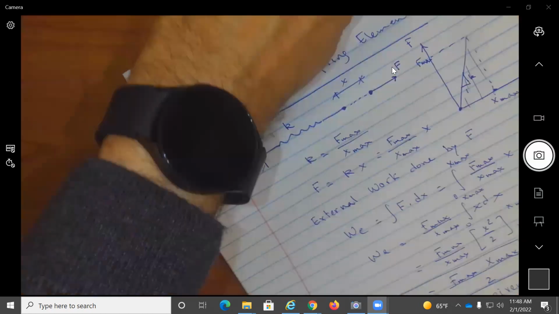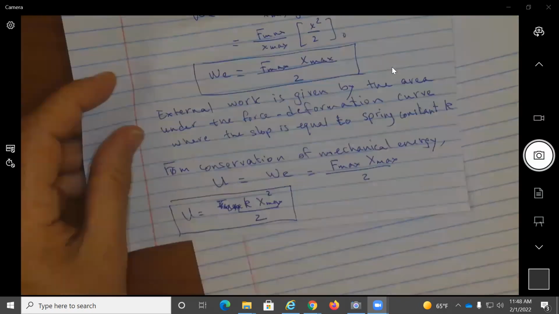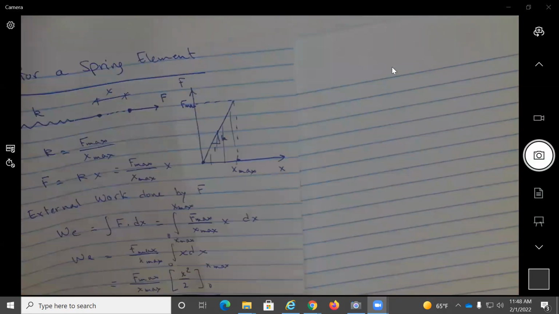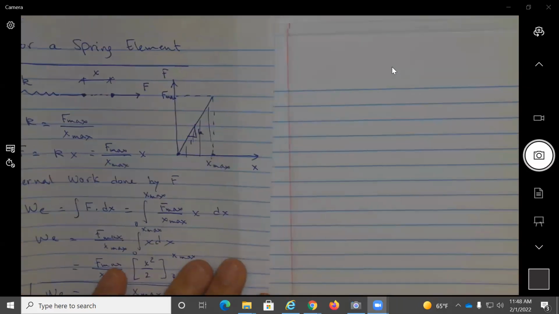Next, we want to look at the potential energy of the external force.